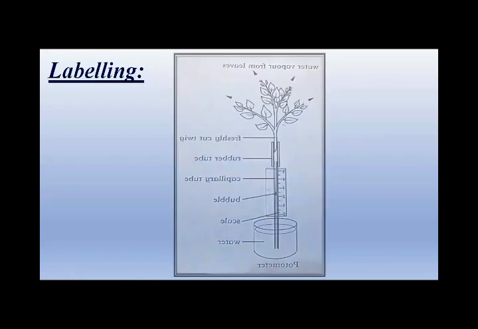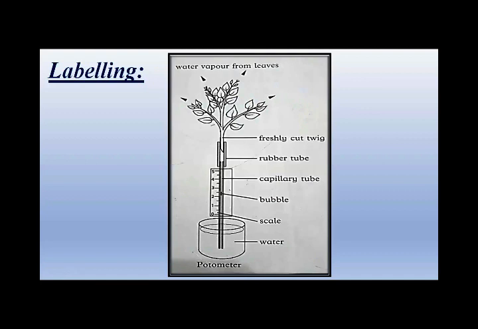Okay, what are the labelings for the potometer? The labelings are, first, you will draw a plant, a fleshy cut twig. After that, you will draw a rubber tube, and after that you will draw a capillary tube. This one is the capillary tube. These two long vertical lines are highlighted as the capillary tube.